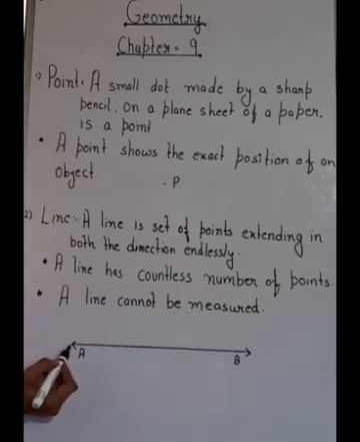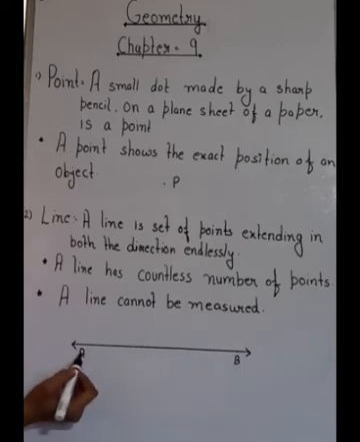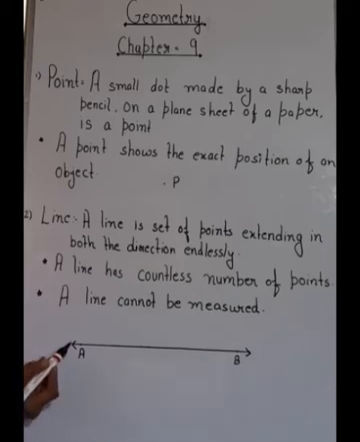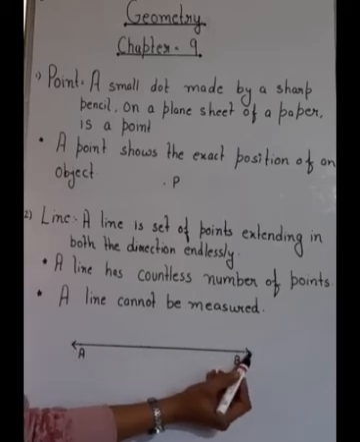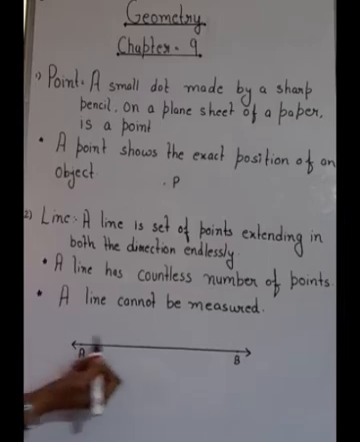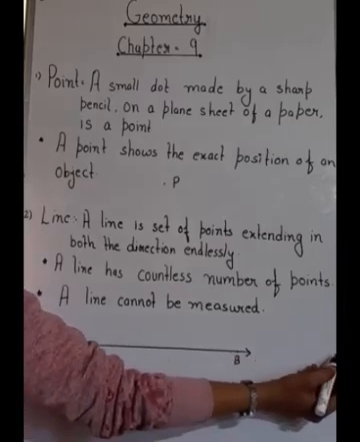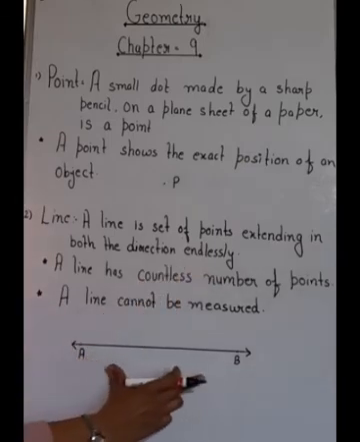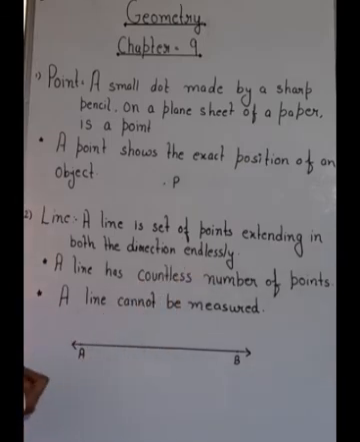Okay, why? Because as you can see, I have drawn a line and I have made 2 points on it. One is A and another point I have written B. Now you can see that I have made an arrow on both the sides of the line. What does this arrow indicate? These arrows indicate that the line is extending towards the left and towards the right endlessly. So you cannot measure the line because you don't know till where it extends.